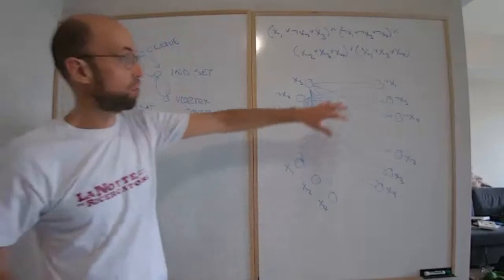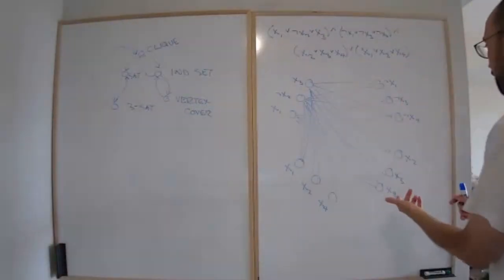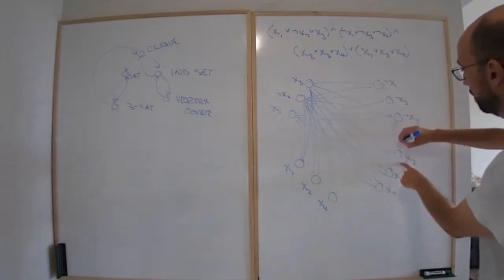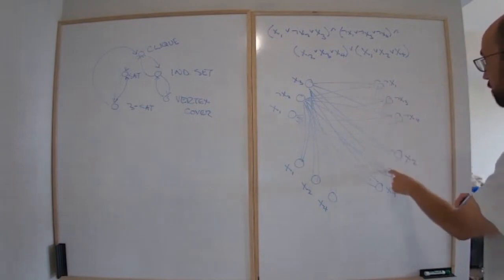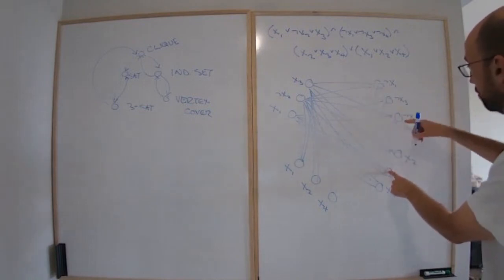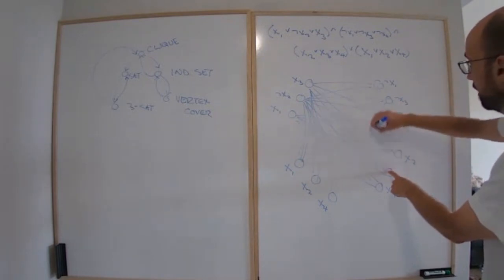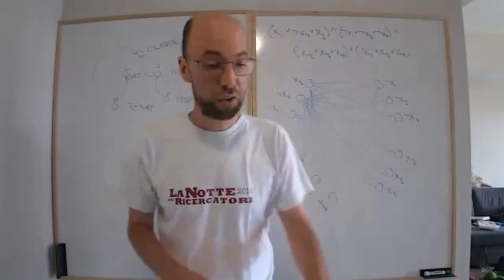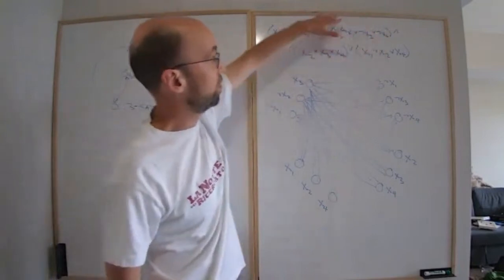Okay, so I draw this graph, and I do the same thing for the others here. For example, x2 can be connected to all of these. And x3 can be true at the same time as x4. It cannot be true at the same time as not x3, but it can be true at the same time as x1. So I do that. This graph has size polynomial in this formula.